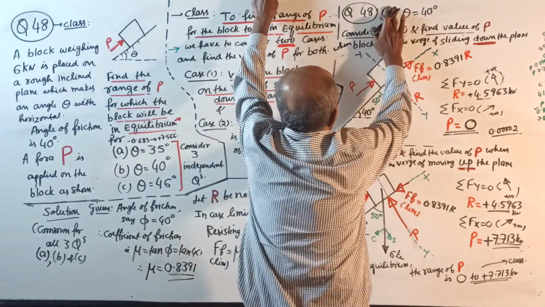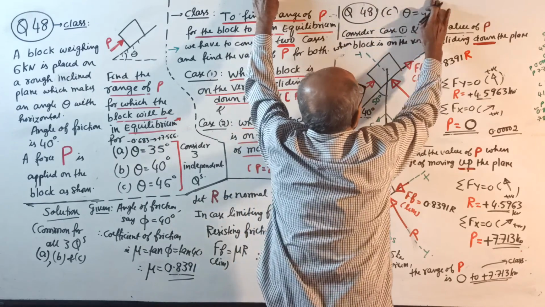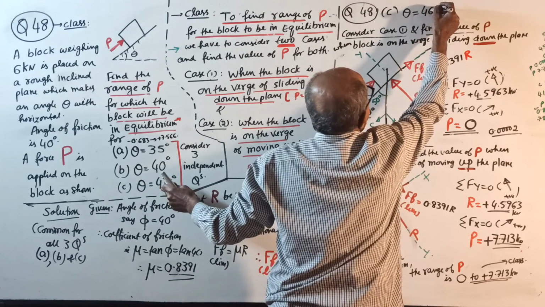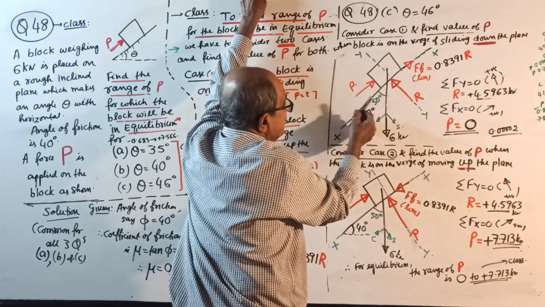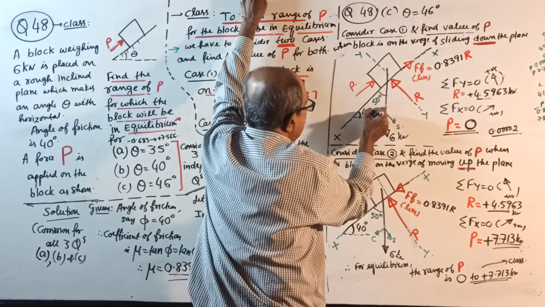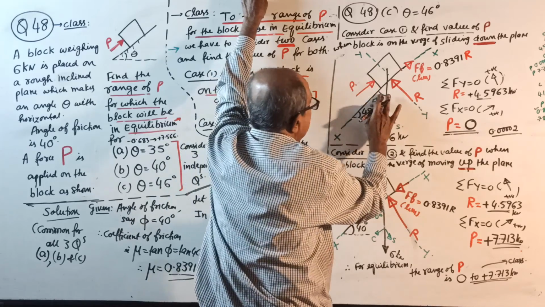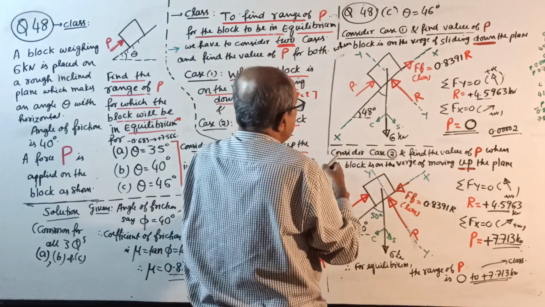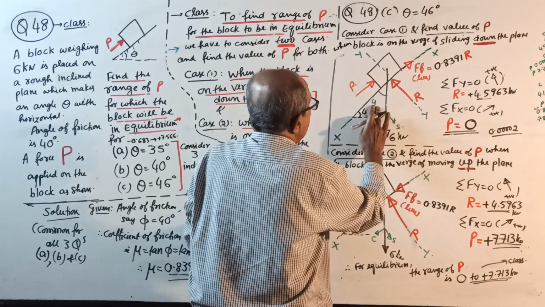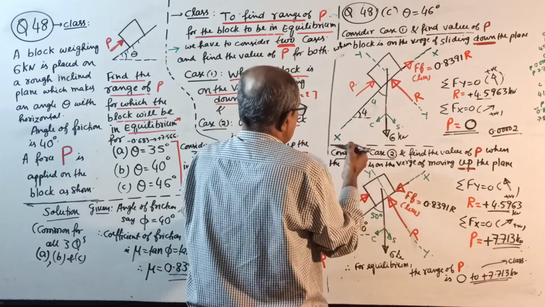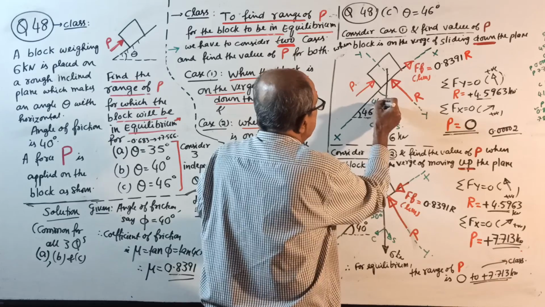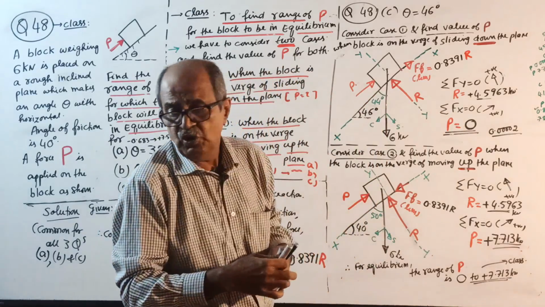I will go to 48C, where theta equals 46 degrees, as in the last question. I should make it a little more stiff. Okay, scale is not there. See, this is 48 degrees. If that is 48, this angle will become how much? 42 degrees. Be careful. Sorry, theta is 46 degrees. When this is 46 degrees, this angle will become 44 degrees. Be careful.